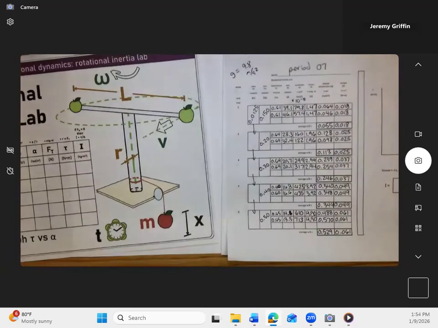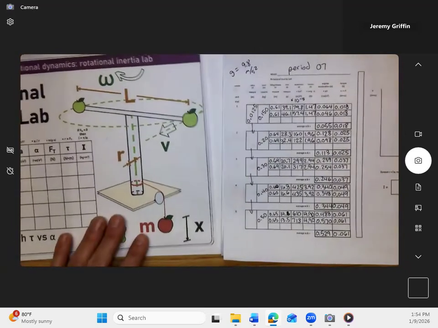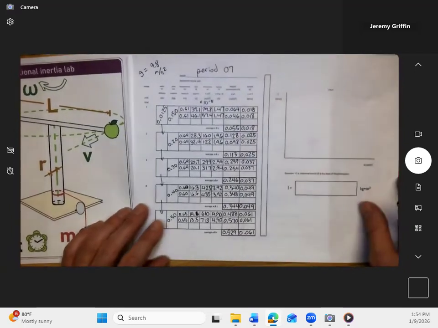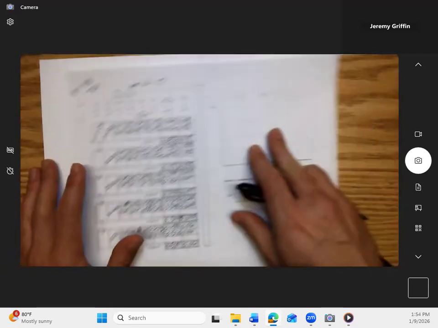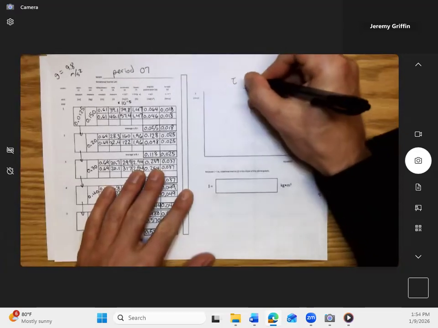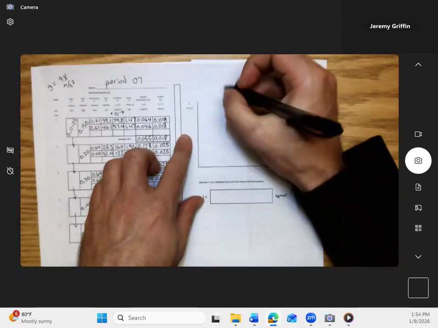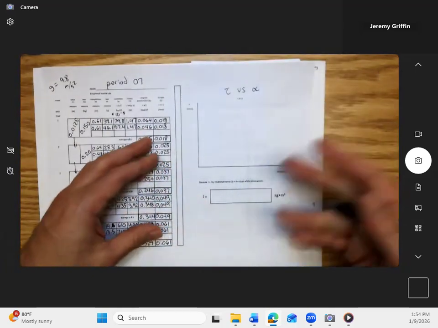So let's try that. We have all this data here. Are you ready for our next step? Let's go over to this graph. This graph says torque versus angular acceleration. The title's already there. I'm just writing it bigger for the camera. So that's like y versus x.